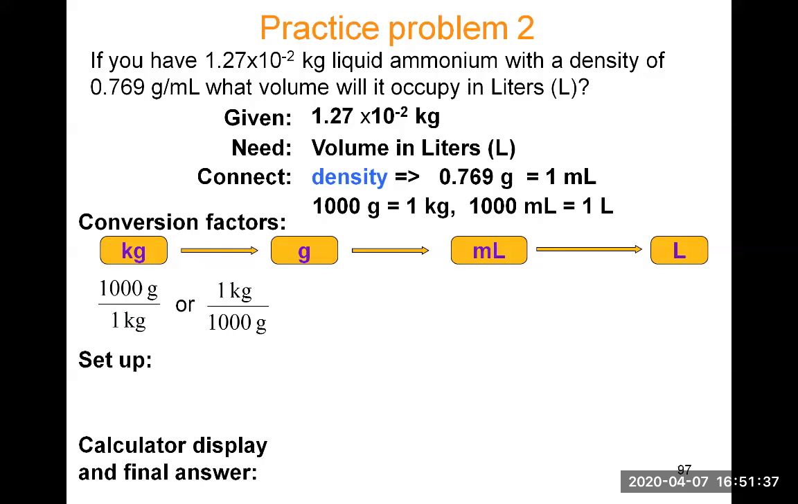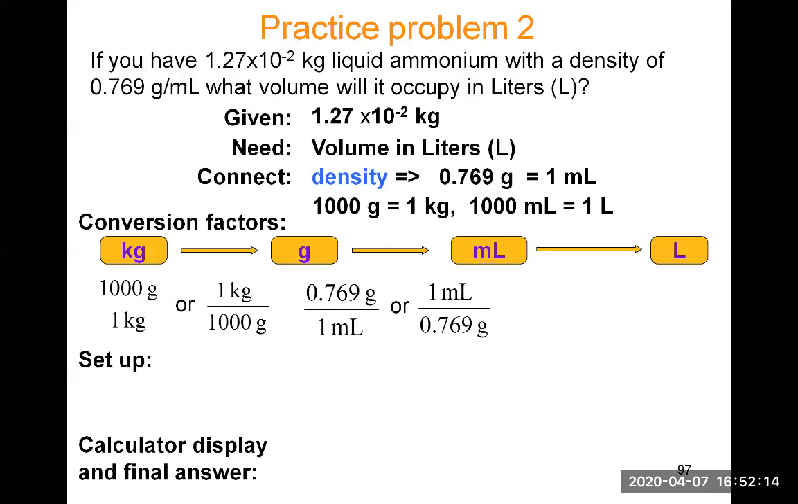Next, we need to look at that first conversion factor, which is 1,000 grams over 1 kilogram. And the next step will change those grams into milliliters. So in the next step, we want to cancel the grams. So the second conversion factor will have to have the grams on the bottom and milliliters on top. So in this case, it's going to be the second conversion factor, the one that says 1 milliliter over 0.769 grams.